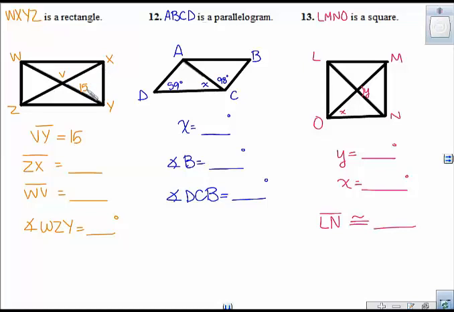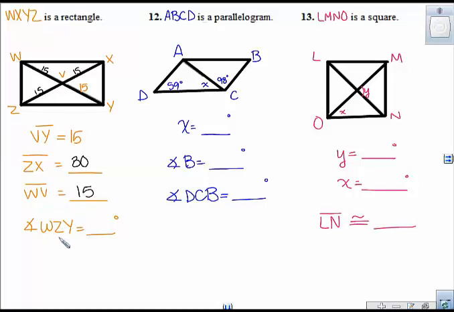Well, we know that in a rectangle, diagonals are bisected and they are congruent. So remember, all four of the segments created by that intersection are going to be the same. So all of those would be 15. So the length from Z all the way to X would be 15 plus 15, which is 30. The length from W to V would just be 15.